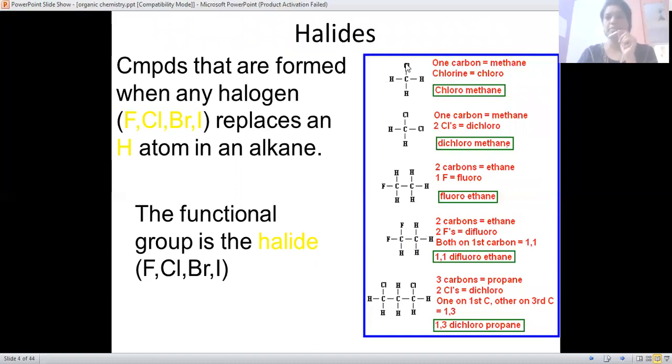Now this is a simple structure of methane. All are single bonds, and the chloro element is attached to a carbon. So how do you write down the structure? Chloromethane, because it is a single bond. It is a saturated compound. And when there are 2 chloro attachments on the carbon, it is dichloromethane.